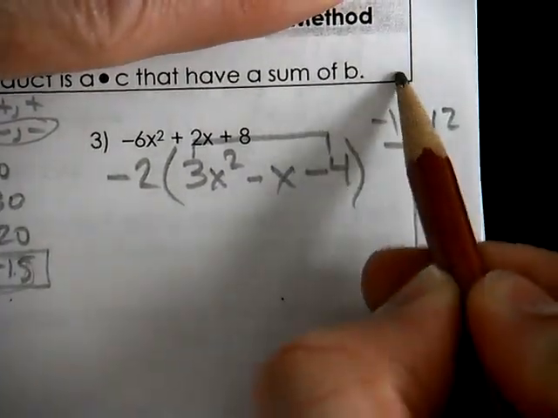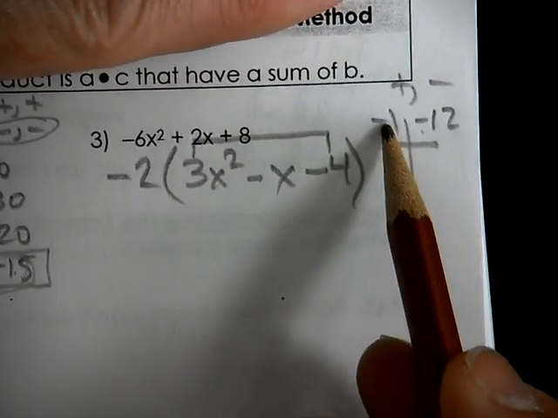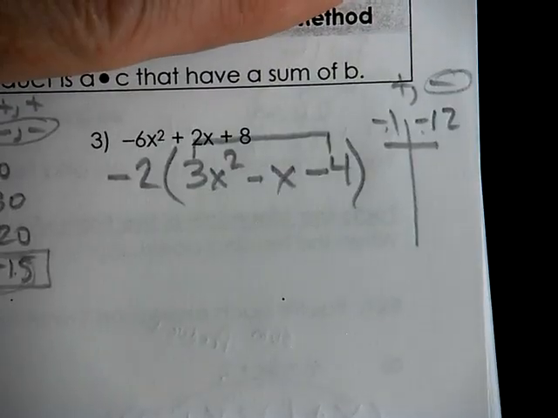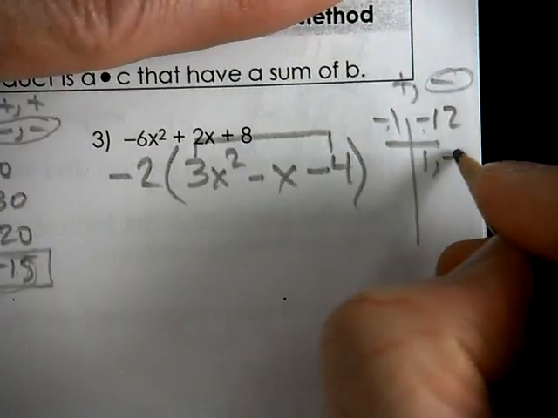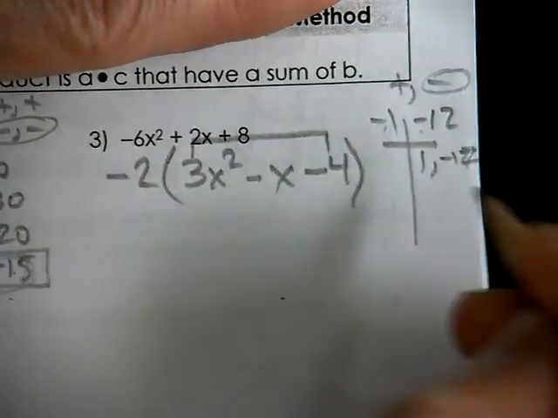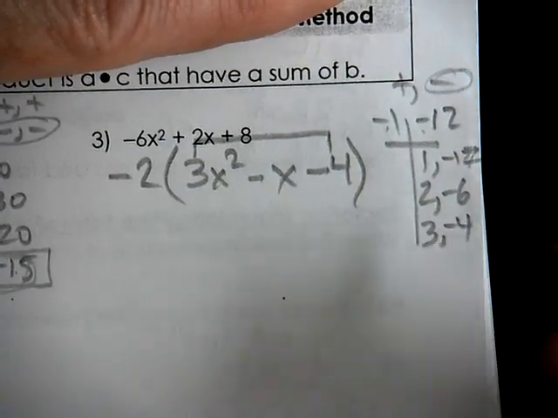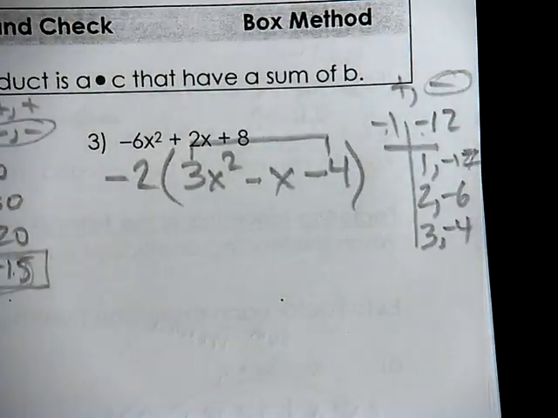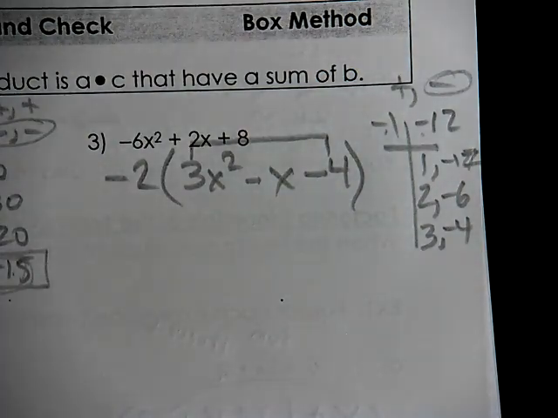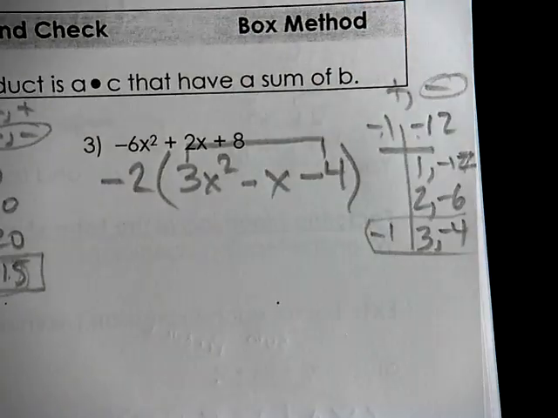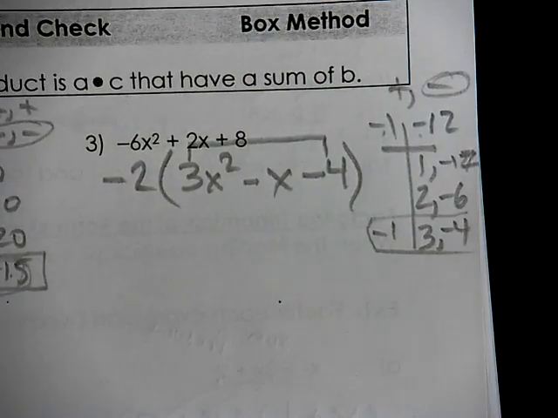So I know it's negative, so my two signs are different. It's adding to be a negative, so my larger number has to be negative. So 1 and negative 12, 2 and negative 6, 3 and negative 4. Those are the only ways to multiply to be 12. So I know my answer is 3 and negative 4.